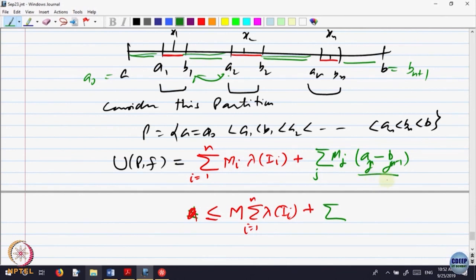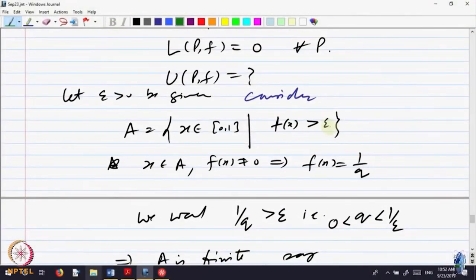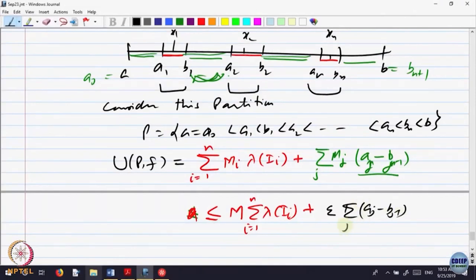Plus, what can you say about the other part? What is the m_j here? That is the maximum in the portion of the green ones. What is the value of the function in the green portions? In the red ones, the value was bigger than epsilon. So, in the green ones, the points where it is bigger, we have finitely many. So, it will be less than epsilon. So, let us write this value is less than epsilon times the sum of a_j minus b_{j-1}, whatever that j may be.